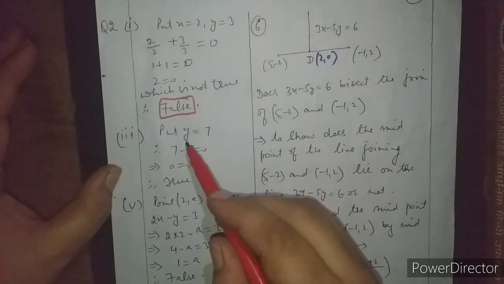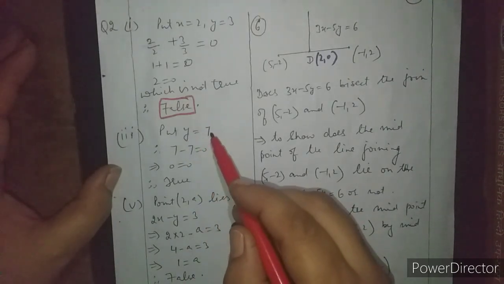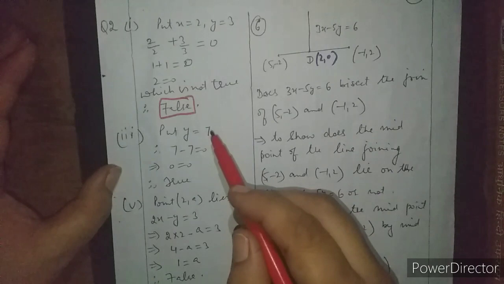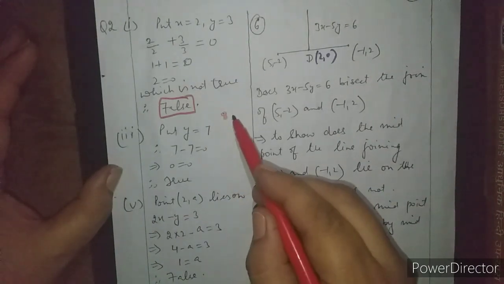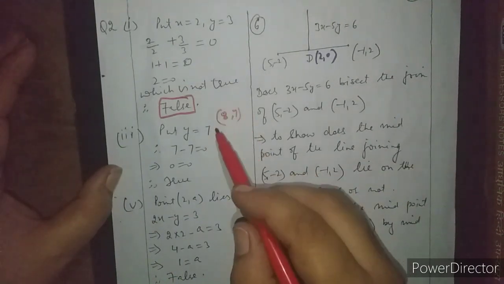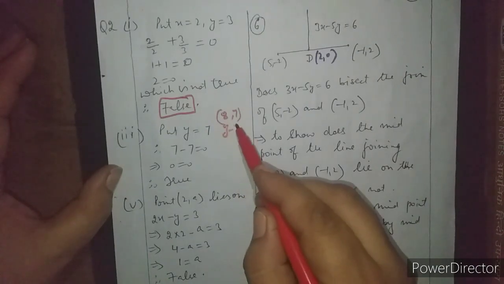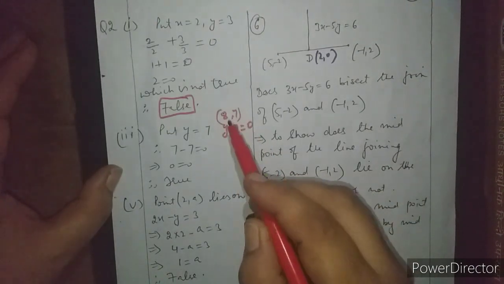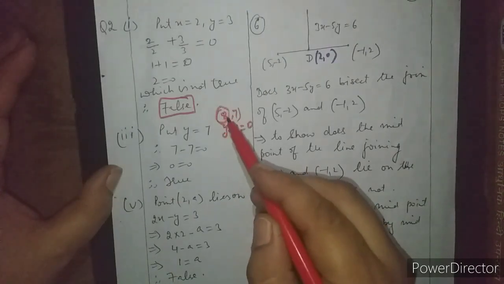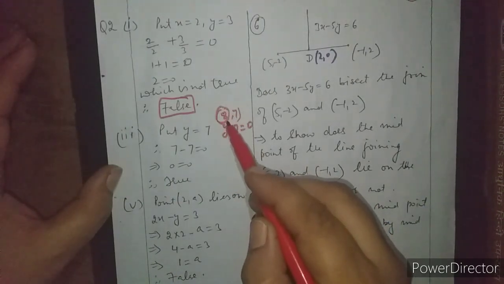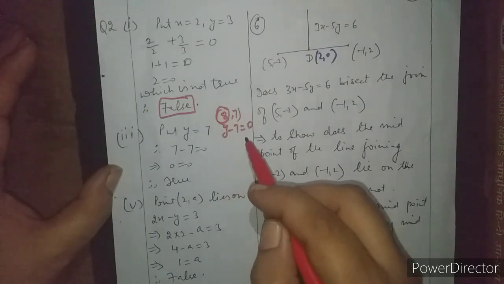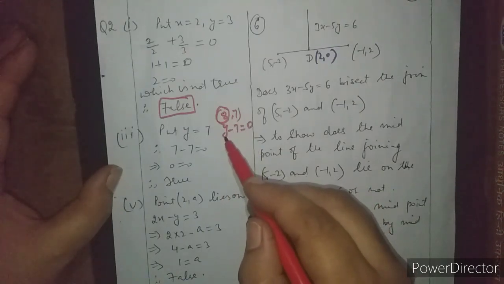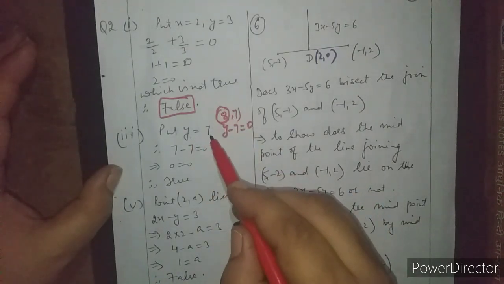So what we are going to do, simply y equal to 7 we are going to put. Y equal to 7, because see, the point is (8, 7), right? So the equation is only y minus 7 equal to 0, right? There is no x in this equation, so we don't have anywhere to put x equal to 8 because the equation does not contain x. We contain only y, so we will simply put y equal to 7.